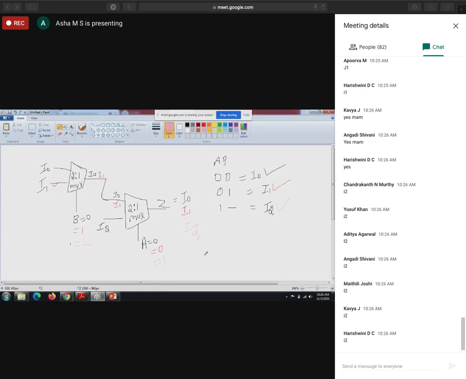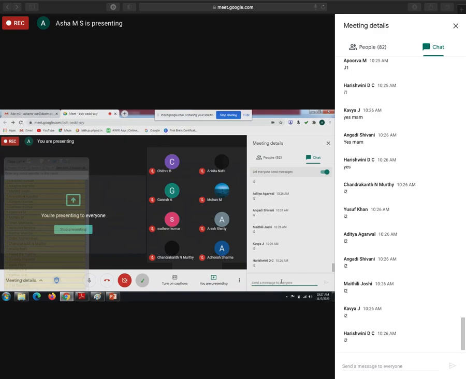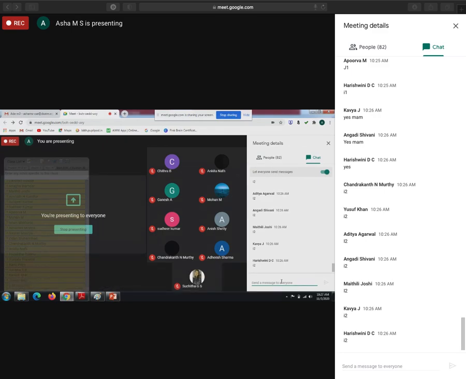So this is the structure of the multiplexer. Using 2 to 1 multiplexers, we constructed a 3 to 1 multiplexer. Is it clear, or any doubts?